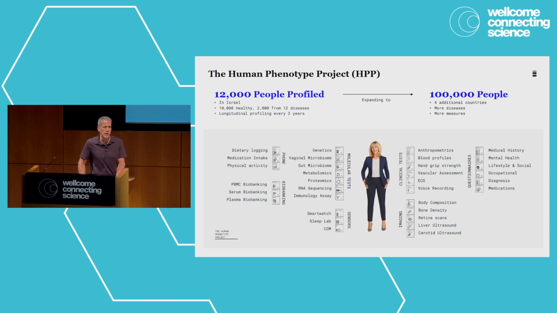So we'd like to expand the number of people that we look at, and our next target is to reach 100,000 people that we profile, and we're in collaboration with various other research groups and organizations to do this study also in 4 additional countries, and hopefully grow more. And I think that international cohorts that look at different populations, different cultures, different genetics, different ethnicities are going to be key and very interesting.